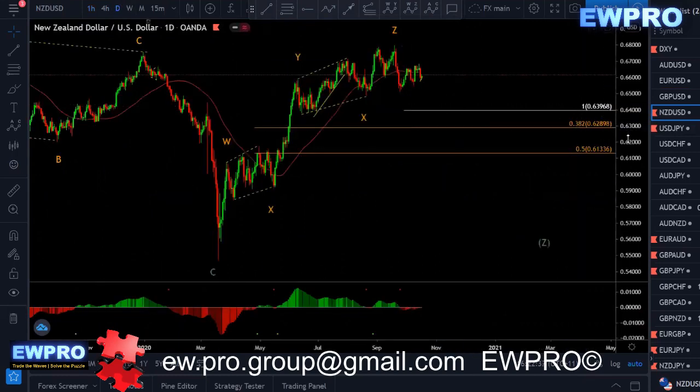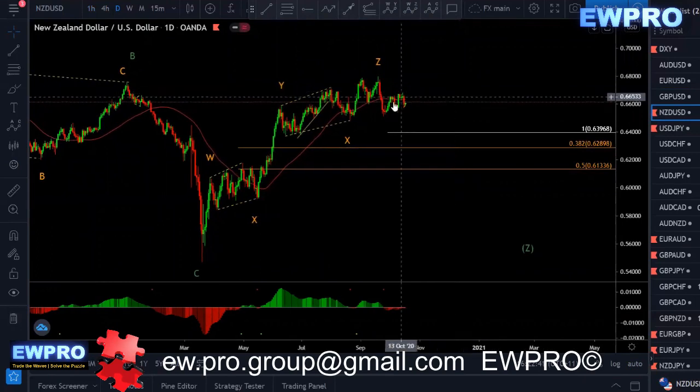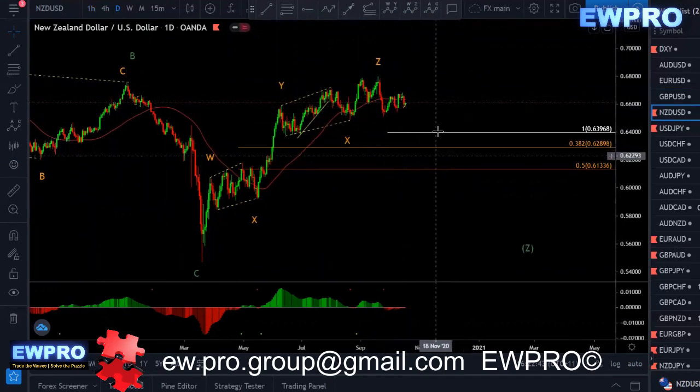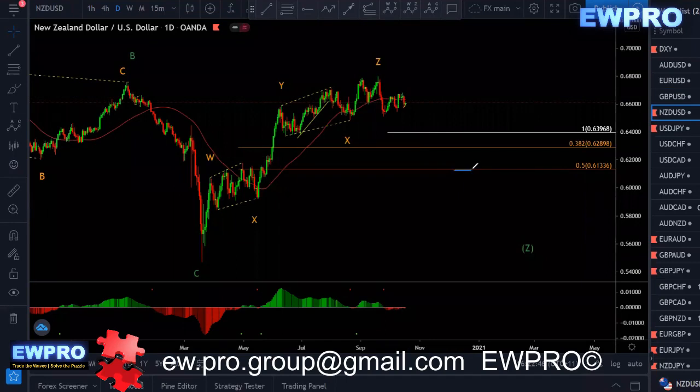So again, on the daily, we got that Z up. Like I've been saying for quite a while now, I'm looking for the 50 fib. I'd like it to get down to the 50 fib. So this may turn motive, W, X, Y, X, Z sort of thing, down to the 50.